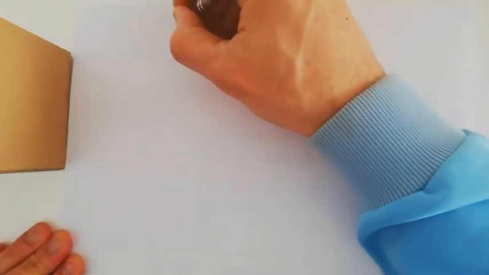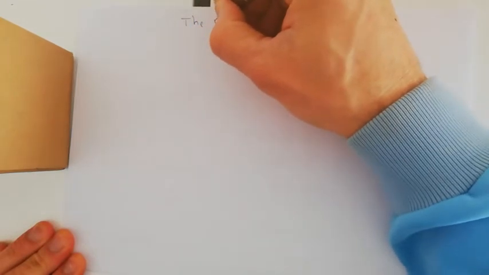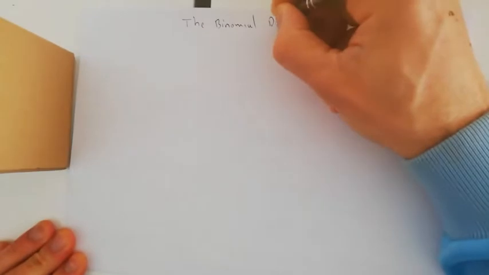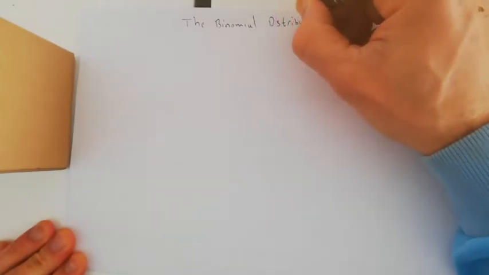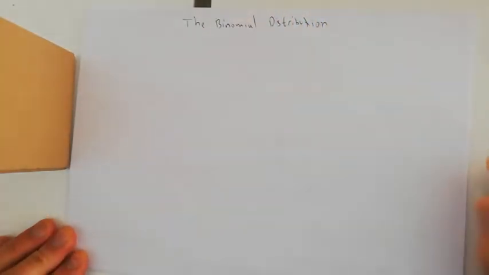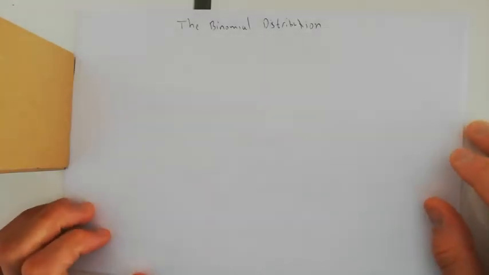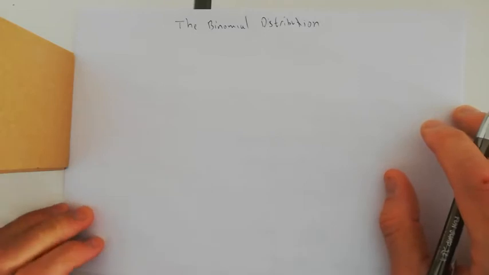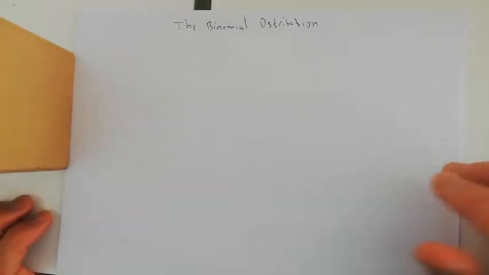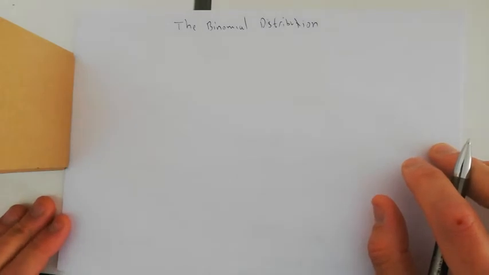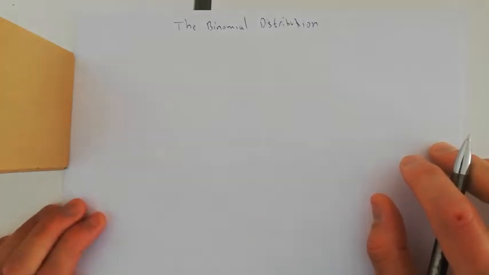Okay, hello everyone. Today we're going to discuss the binomial distribution. The binomial distribution deals with situations in which there are two possible results for an experiment. For example, pass or fail, man or woman, adult or child, etc.